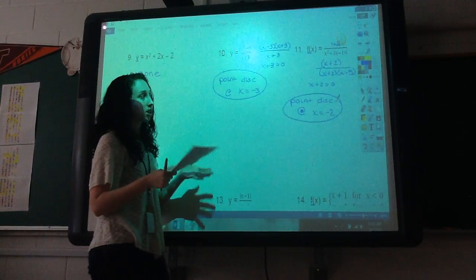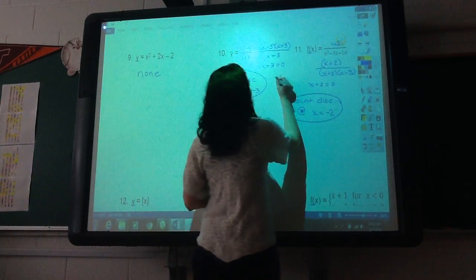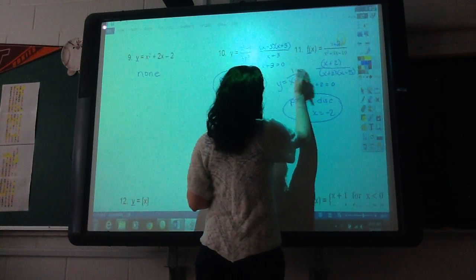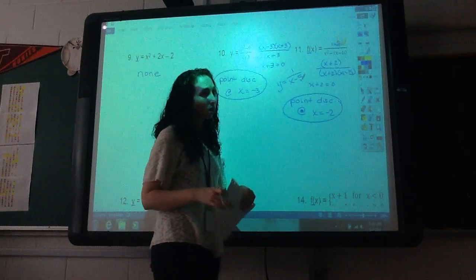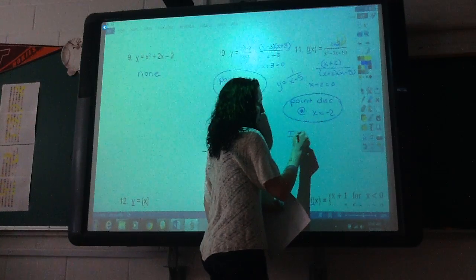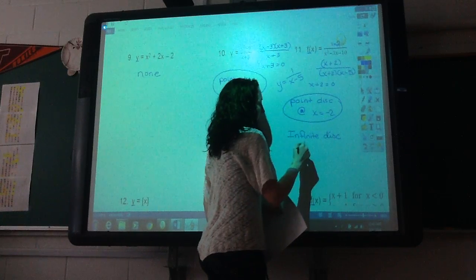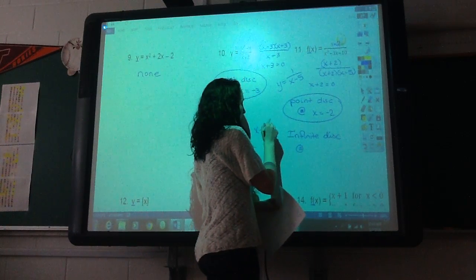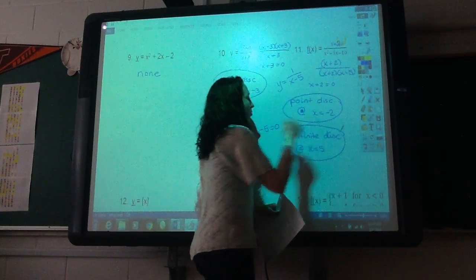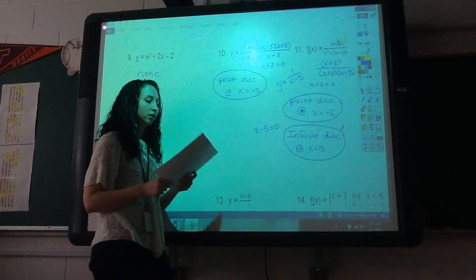Now, is there anything else that's left? What you guys should be saying is, yeah, there's something else left in the bottom. So I've got a y equals 1 over x minus 5 left. So not only do I have a point discontinuity, but that makes an infinite discontinuity as well. Where is the bottom equal to 0? X minus 5 is equal to 0 at x equals 5. So I have 2 different types of discontinuities at this point, one at negative 2 and one at 5.